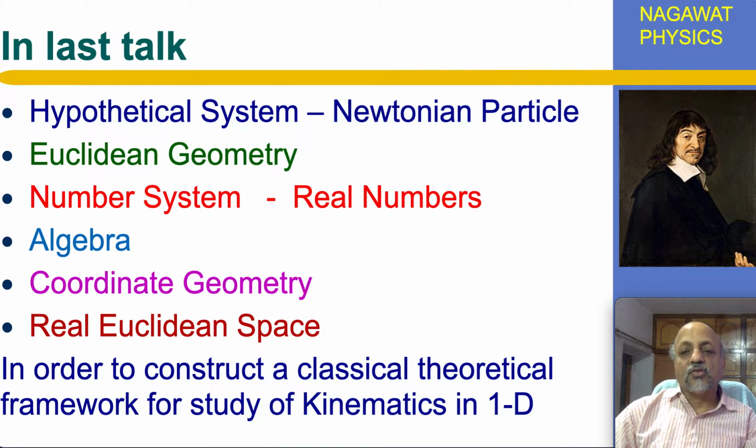because real numbers are more important in physics, algebra, real number algebra, coordinate geometry, and the real Euclidean space. These concepts, the concepts in these branches are very, very important, and these branches were pointed out in the last presentation.